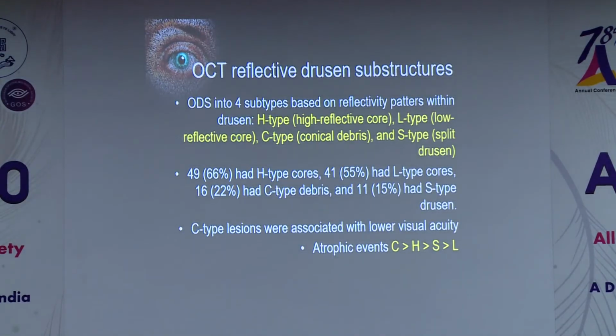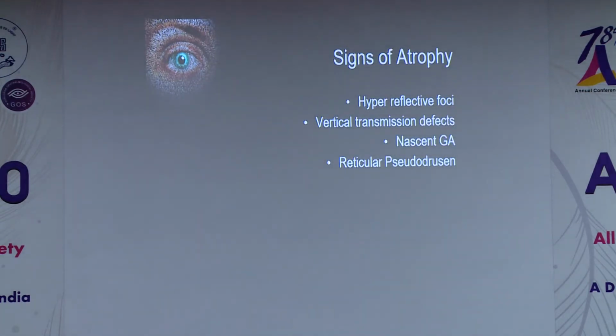So even in drusen, this is the most interesting thing that's come out. It's called ODSS, or drusen substructures, by which they've divided drusen into many types, and this is how it is. The conical drusen have the most chance of going to atrophic effects, and the low core drusen are the least type. So even now, looking at drusen, you can predict to some extent whether a patient is going to atrophy or not. And these are the signs of atrophy in a drusen. Quite interesting.